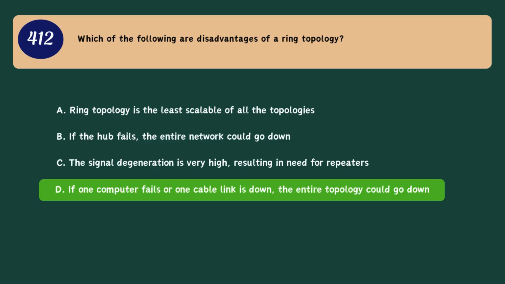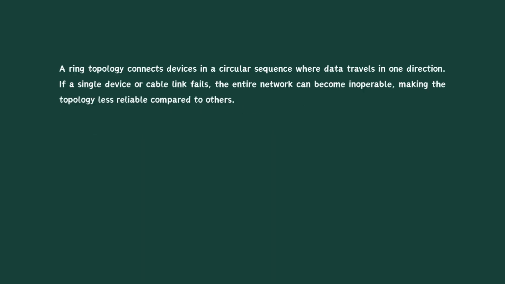Correct answer. D, if one computer fails or one cable link is down, the entire topology could go down. A ring topology connects devices in a circular sequence where data travels in one direction. If a single device or cable link fails, the entire network can become inoperable, making the topology less reliable compared to others.